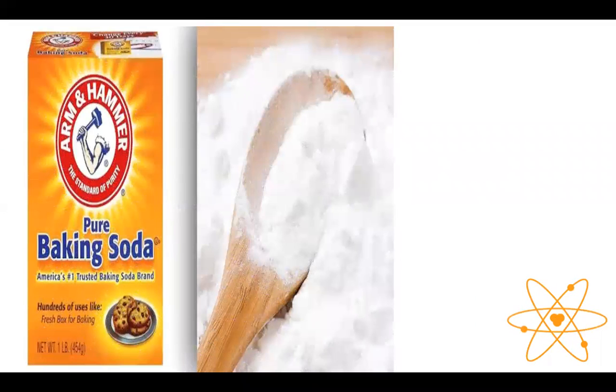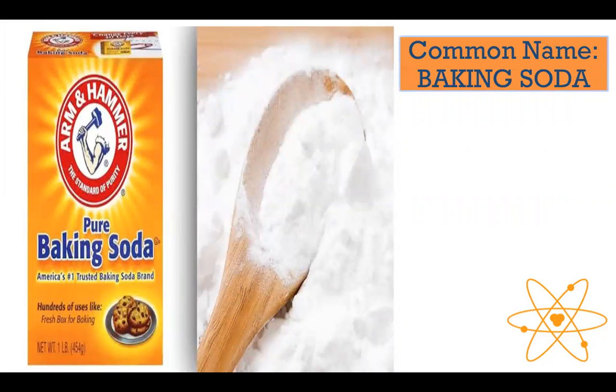I have here a picture of a certain compound. Kindly identify the common name, the chemical formula, and the compound name of this particular item. All right, let us reveal the answer. The common name, of course, is baking soda. This is used in making bread or cookies, or for baking.